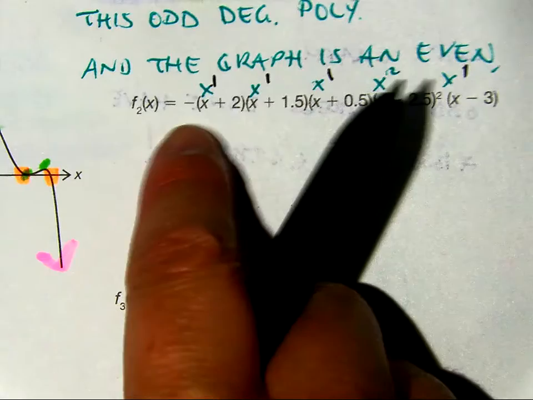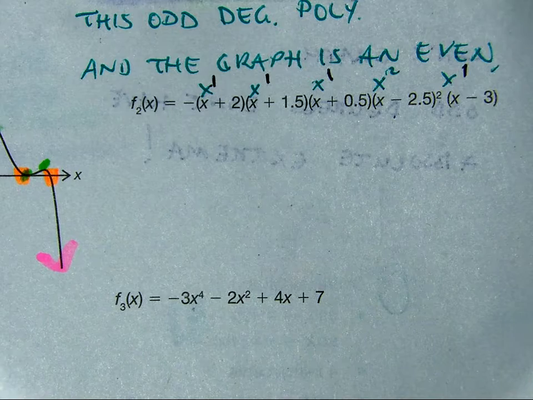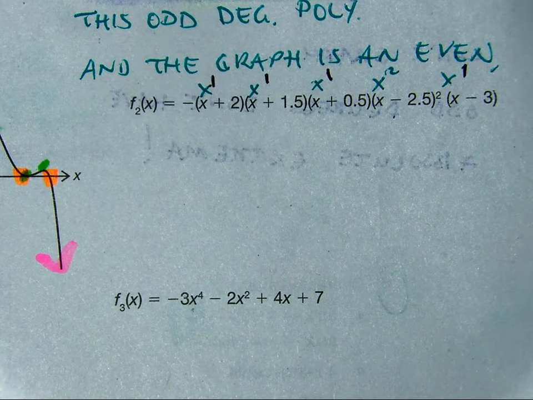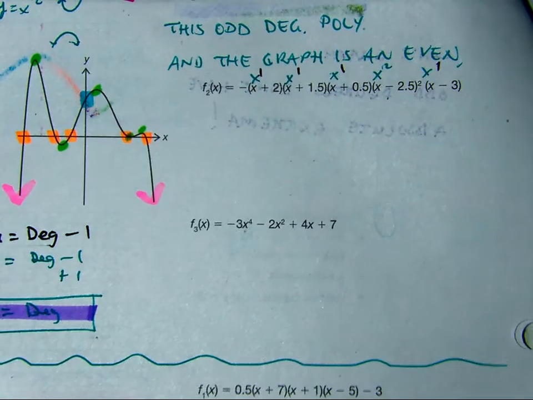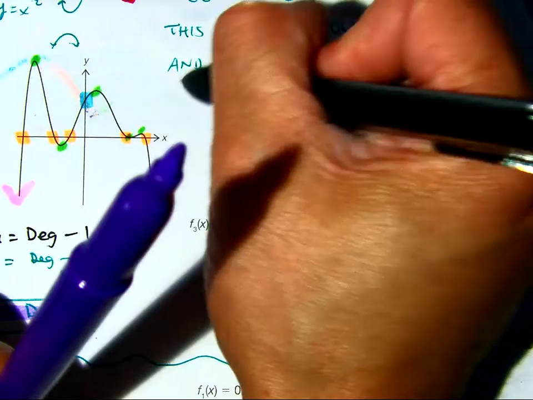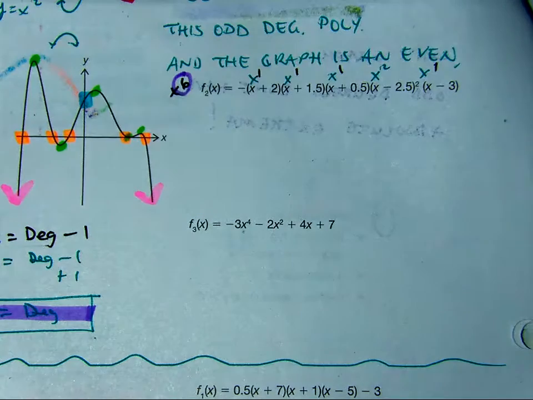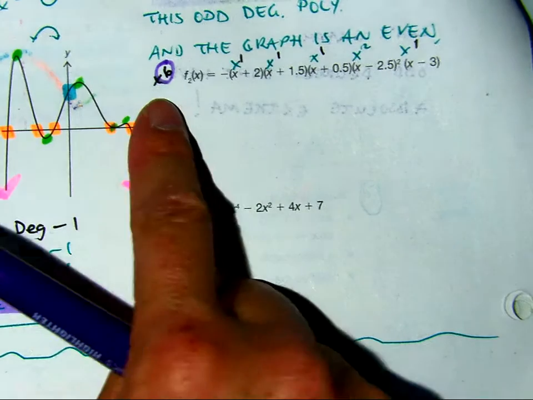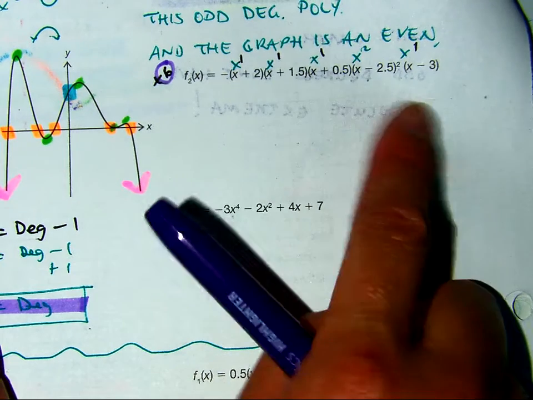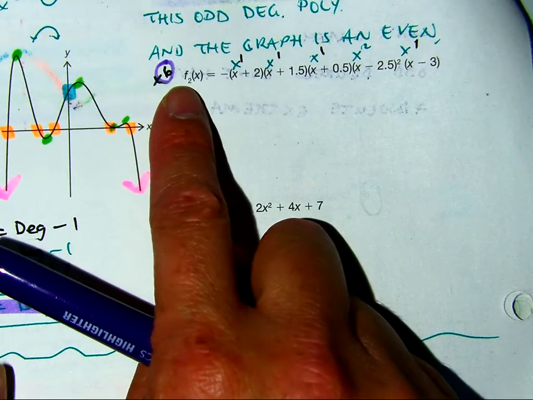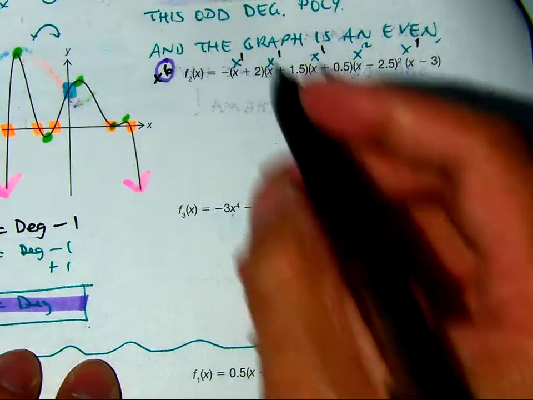Okay. I have a negative. So let's highlight all the things that match. I have a degree 6. That matches. So we said that this was equal to an x to the 6. That matches. That's an even degree. That matches. Okay. I don't know what the y-intercept is unless I multiply all of them out, which I don't really want to do. Okay. We have a negative leading coefficient. Does that match?